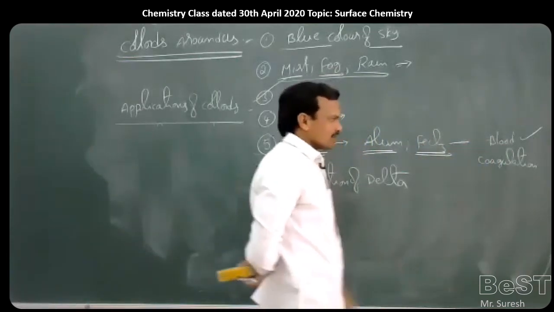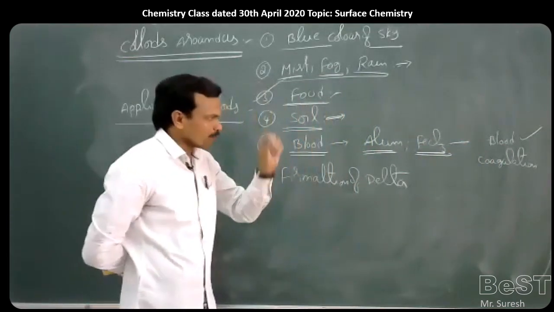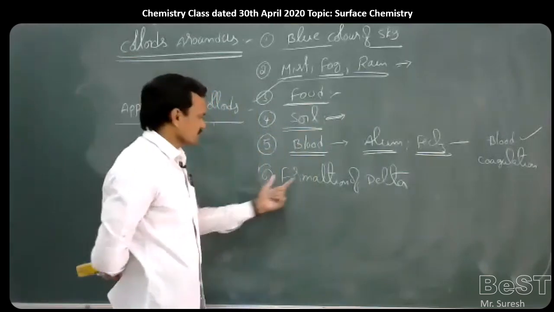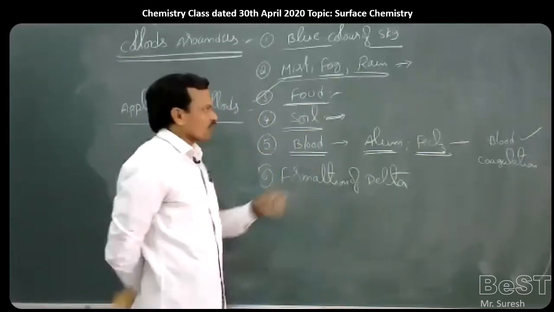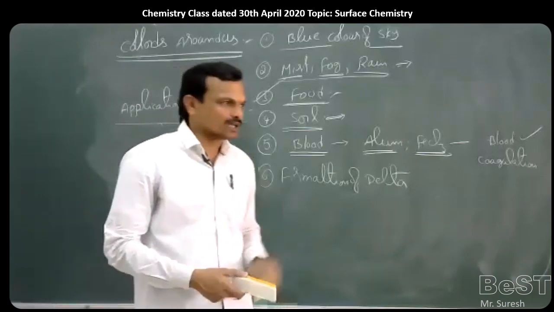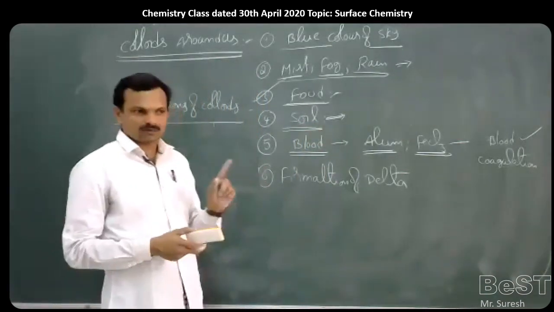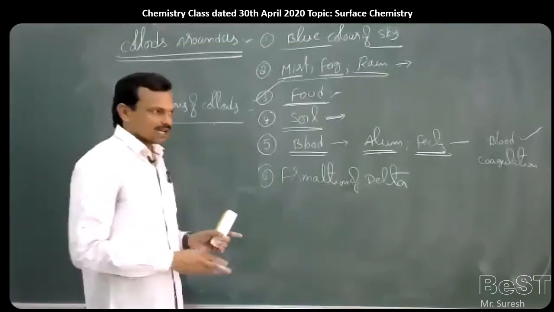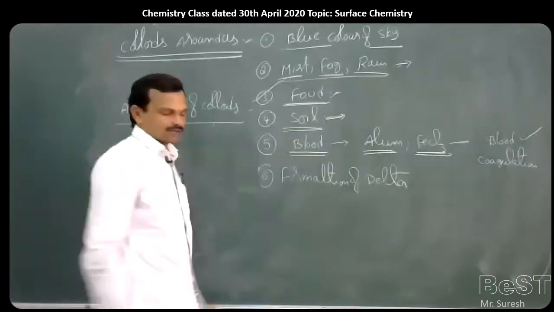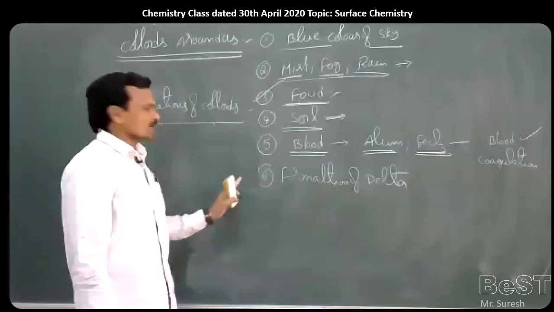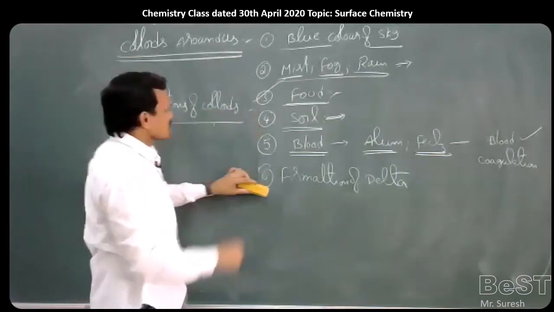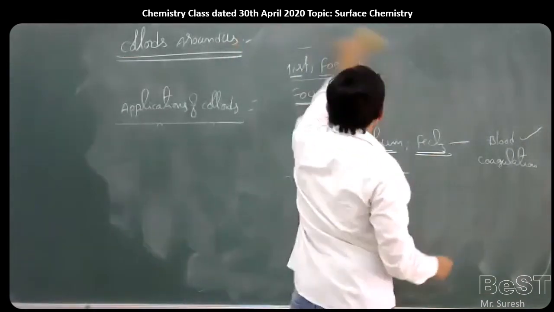Thereby, the bleeding can be arrested. Formation of delta region. When river water meets sea water, the electrolytes present in the sea water can cause coagulation of clay particles in the river water. Thereby, those clay particles get scattered on either side of the river. That is called the delta region. These are some colloids which are present around us.